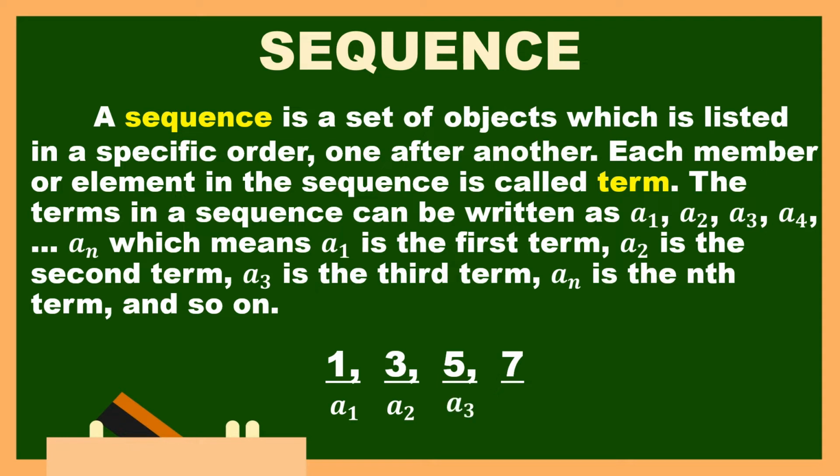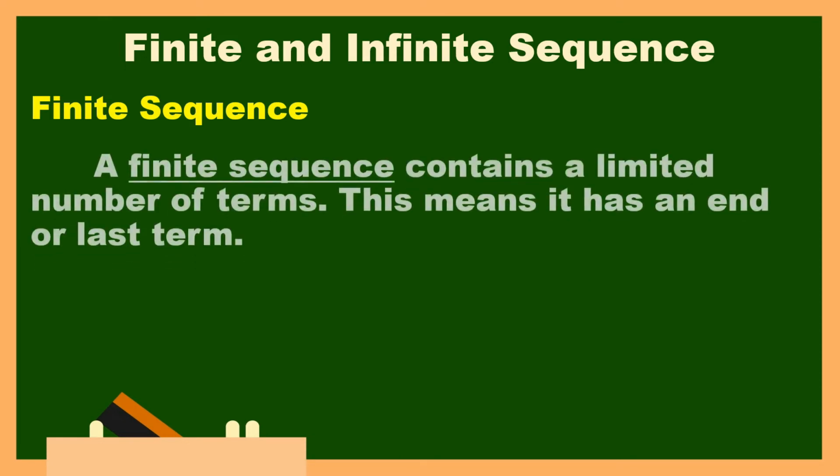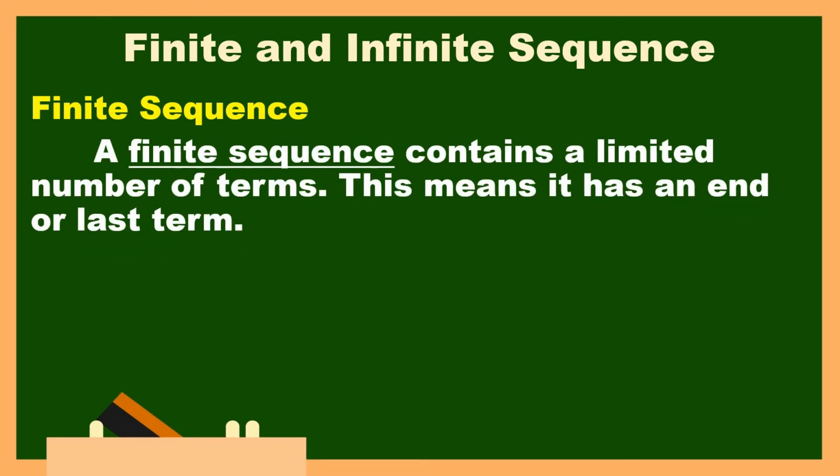And our A sub 4, or the fourth term, is 7. Next is the finite and infinite sequence. So this time, we will determine what is the difference between finite and infinite sequence. When we say finite sequence, it contains a limited number of terms. This means it has an end or last term.